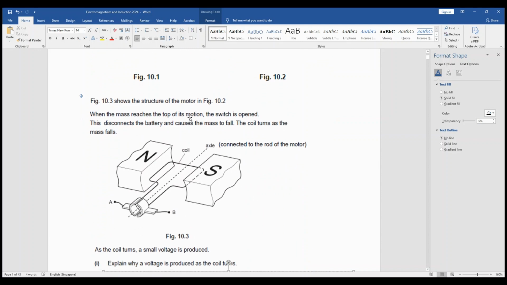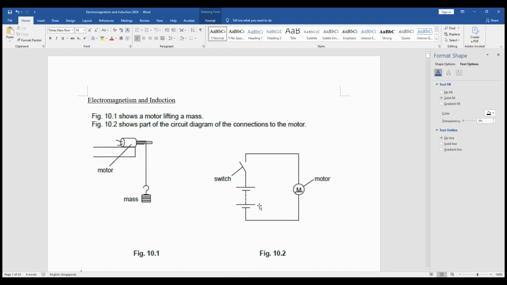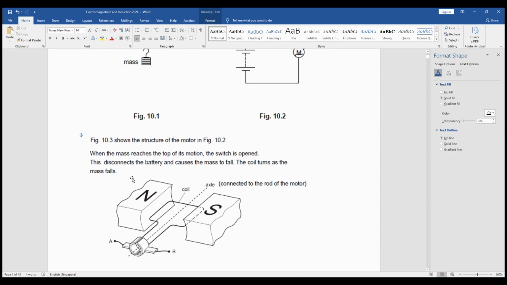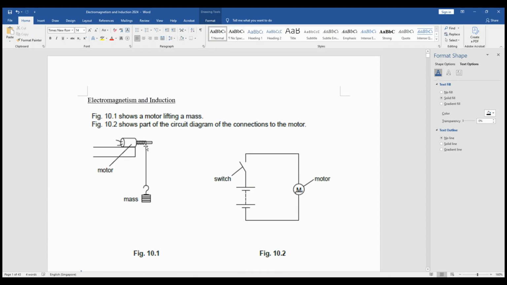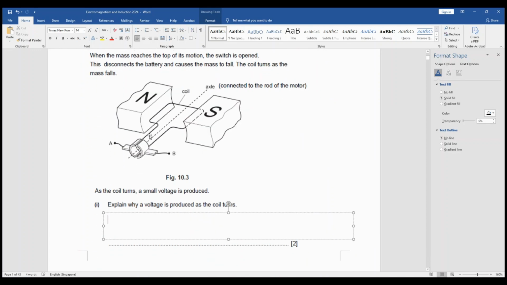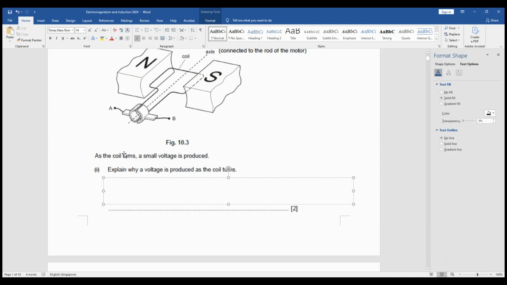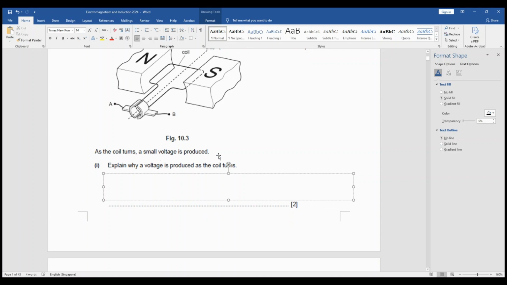When the mass reaches the top of its motion, the switch is open. This disconnects the battery and causes the mass to fall. Then we release the switch, the mass falls, and then we lift it. The coil turns as the mass falls. As the coil turns, a small voltage is produced. Explain why a voltage is produced as the coil turns. Actually, it's a generator. It's not a motor anymore.